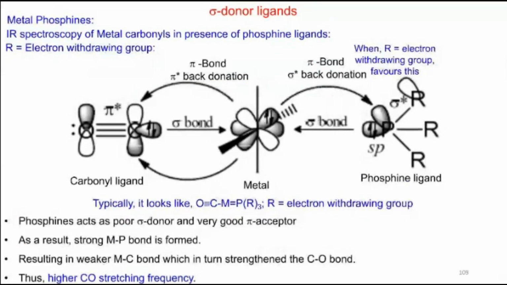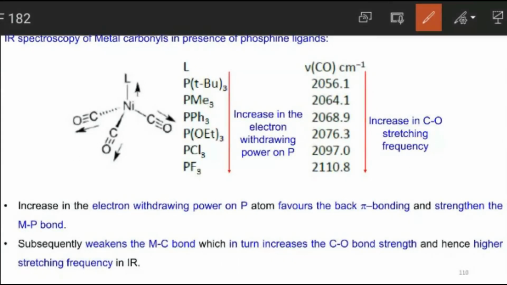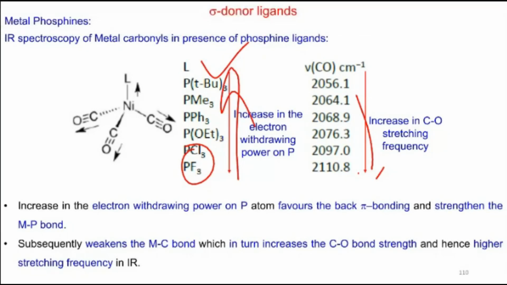So the same thing is explained here. And look at here, when you have L as tert-butyl, it is an electron releasing group, a strong sigma donor, and a poor pi acceptor. Therefore, the stretching frequency slowly keeps on increasing. On the other hand, your PF3 is a poor sigma donor but a strong pi accepting ligand, and therefore the stretching frequency from top to bottom is actually decreasing. This is what we talk about, the stretching frequency.